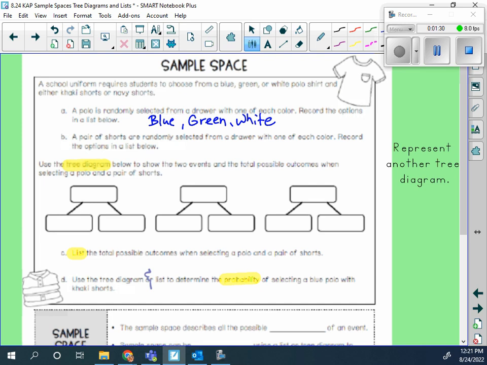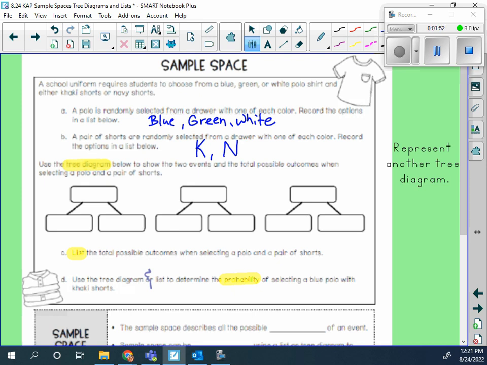Okay. Question B. It says a pair of shorts are randomly selected from the drawer with one of each color. Record the options in a list below. Well, what could he get there? Khaki or navy. Now notice, this time I have shortcutted it, okay? That's because if we know what we're talking about, you don't have to write the whole words out. That would take a long time.